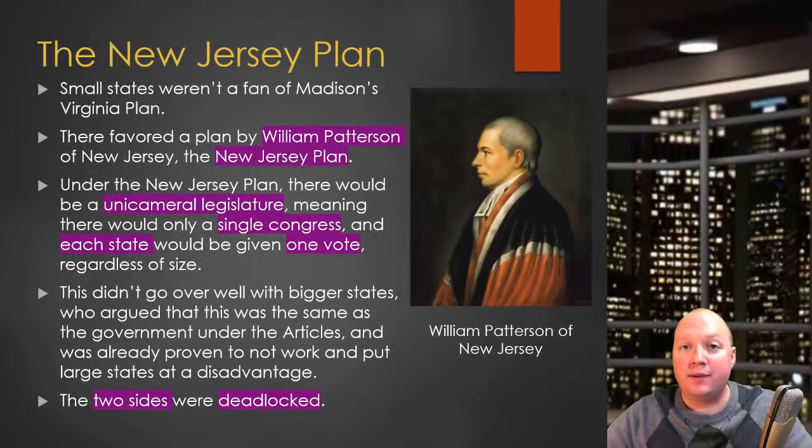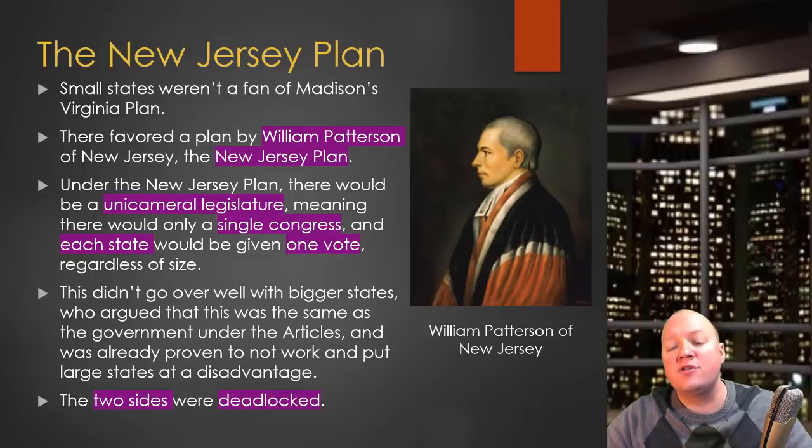Of course, the Virginia Plan is not going to be found acceptable by the small states, so they put forward their own plan, which is called the New Jersey Plan. The New Jersey Plan is developed by this individual, William Patterson of New Jersey. Now, New Jersey is a small state. They have a small population, so their plan favors the small states.